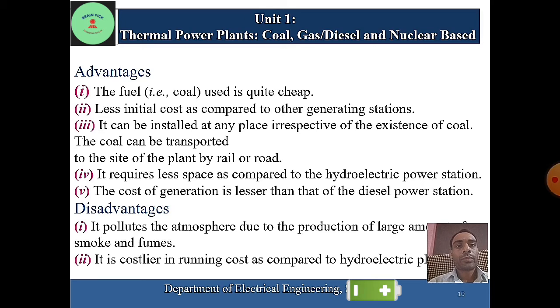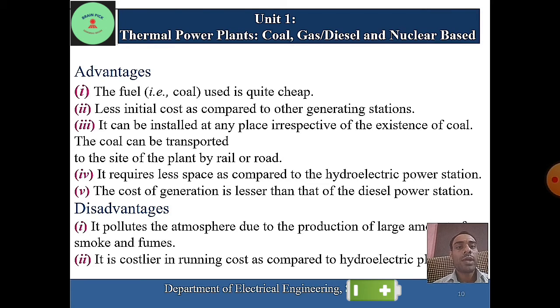Number one, the fuel, that is coal used, is quite cheap. That is, the cost of coal is very less as compared to nuclear fuel. Number two, less initial cost as compared to other generating stations. So when we compare nuclear power stations with hydropower stations and steam power stations, the initial cost required for the coal fired or steam power station is very less.